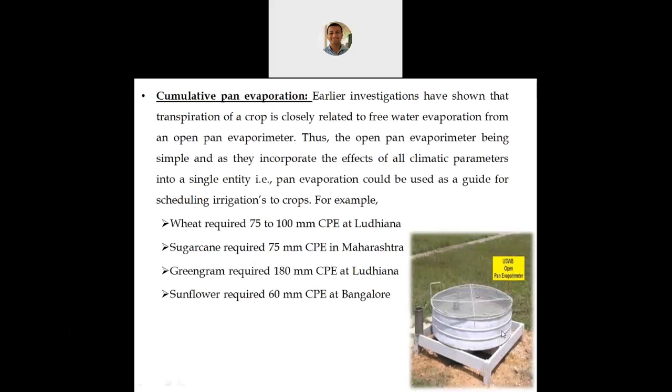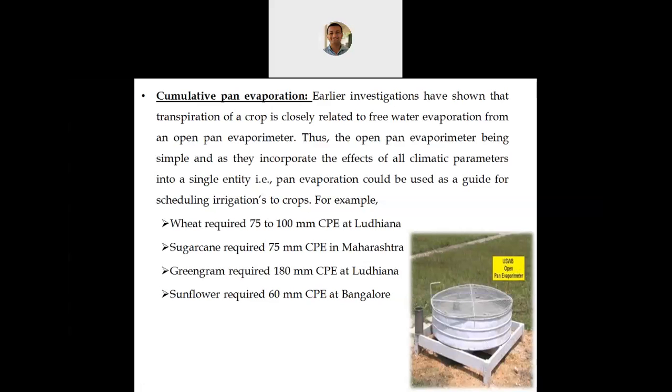Now this is a representation of the pan evaporimeter, which is very common in any agromet observatory station, where you can see that there is a large pan evaporimeter placed for measuring the daily evaporation, not the evapotranspiration, but the evaporation from a free water surface. So basically this evaporation from a free water surface gives us the idea of the evaporative demand of the atmosphere of a place at a time in a day.